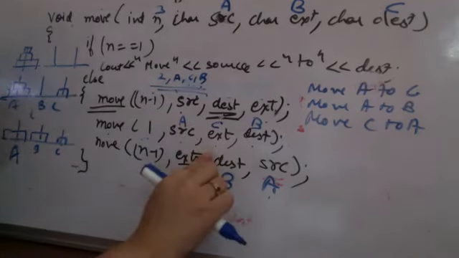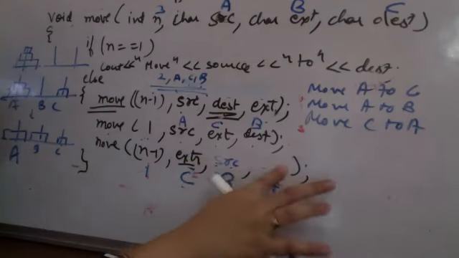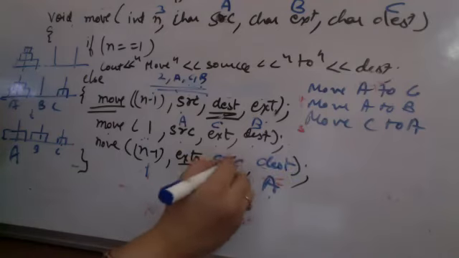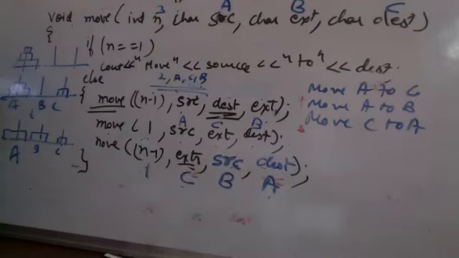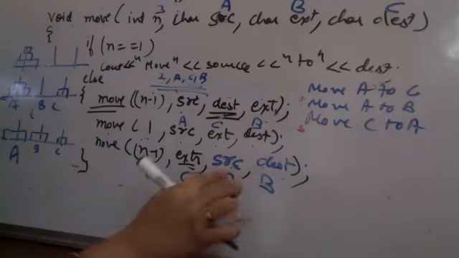So just make a small difference in this. This should be source and this should be destination. Kindly rectify the code. This should be source, spare should be source, and this should be destination. So that I will be shifting from C to B and not A.